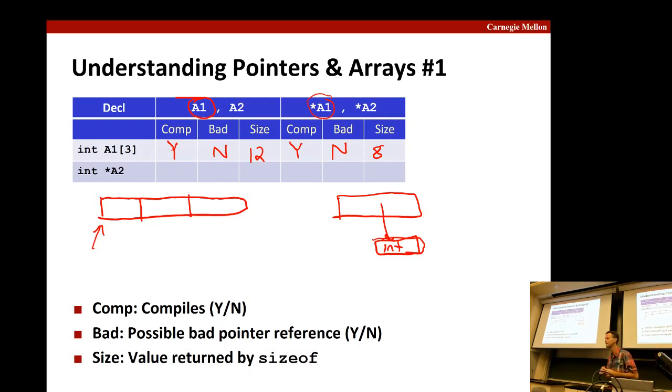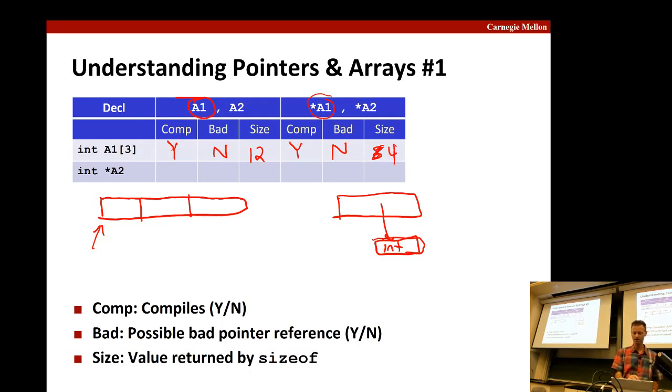Yes. Going back to the size of star A1, why is that a pointer? So you have A1, right? And then you dereference it. So that's a good point. Okay, so you get actually the first element of it. You're right. Okay, so this should be 4. Good.